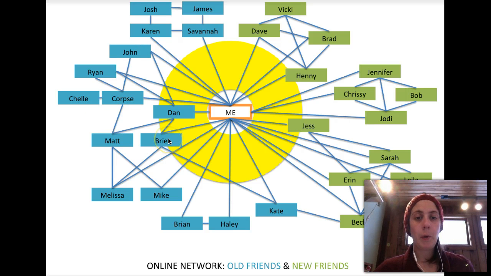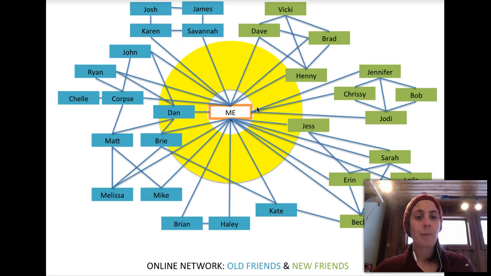Within the group, I see Matt and Bree as major connectors, Mike and Melissa as major connectors, but I really see me as the central connection point, because that was the only way that I could look at this network and figure out where I stood within it, because these are people that I connect with on an individual basis.